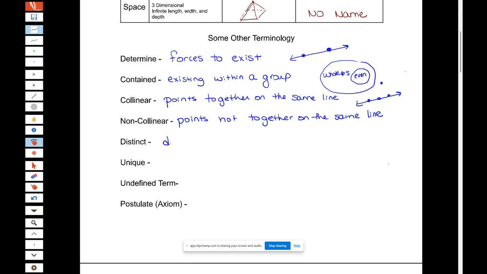Distinct means different, and so does unique. Okay, so for example, these 2 points up here, A and B, form a distinct line, which is different from every other line that I could draw anywhere else on this paper. It's a unique line that contains those 2 points.